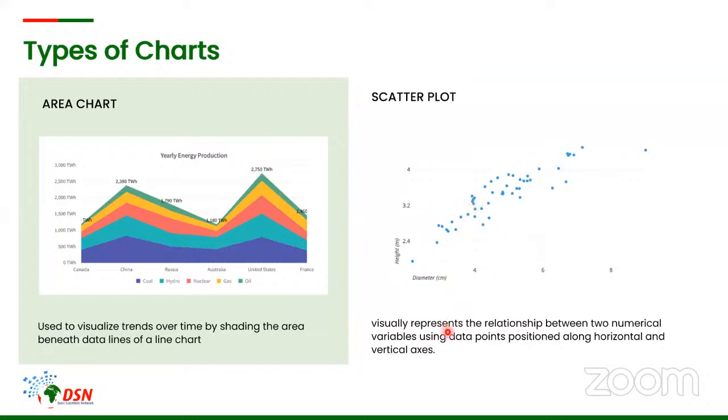We see this mostly when we are doing linear equations and quadratic equations, whereby we have a value of x, we can use it to find the value of y, and they tell us to plot it. Most of the time you do a scatter plot and then you try to fit a straight line into it. Basically, that is what a scatter plot does. It just shows us the distribution of data on a graph. It visually represents the relationship between two numerical variables using data points positioned along the horizontal and vertical axes.